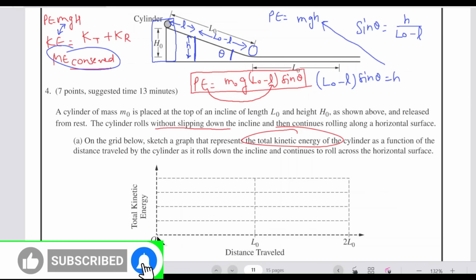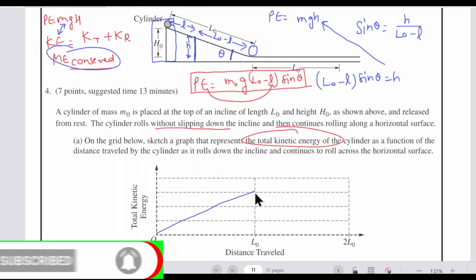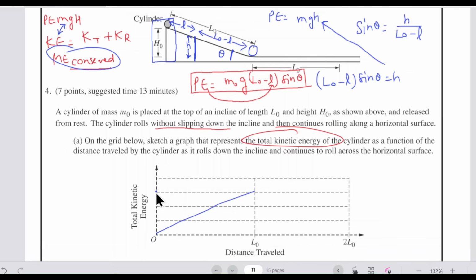So the total kinetic energy is going to look something like this. It's a straight line that goes all the way to this point, and the maximum total kinetic energy will be m naught g h naught, which is the same as the maximum potential energy. After this, the potential energy is not changing; it's just zero because the height is not changing. And if the potential energy is zero and not changing, the total kinetic energy has to be constant, because there is no conversion.